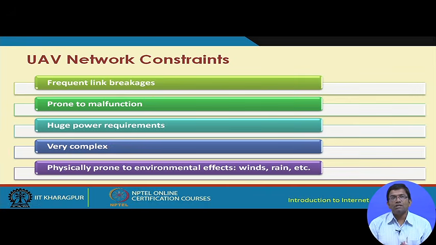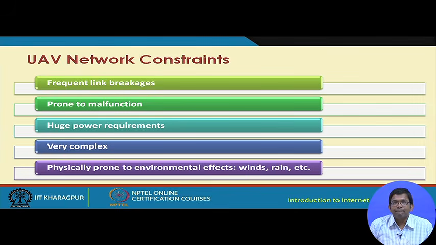So there are different constraints on these UAV networks. We have frequent link breakages due to the high degrees of dynamism that I just mentioned. These networks are prone to malfunctioning due to one or more nodes failing, and this is quite possible in these flying networks. Then we have huge power requirements, because these nodes are high powered, they have to fly and they have to carry some payload and then they have to communicate. So all these basically increase the power requirements per node.